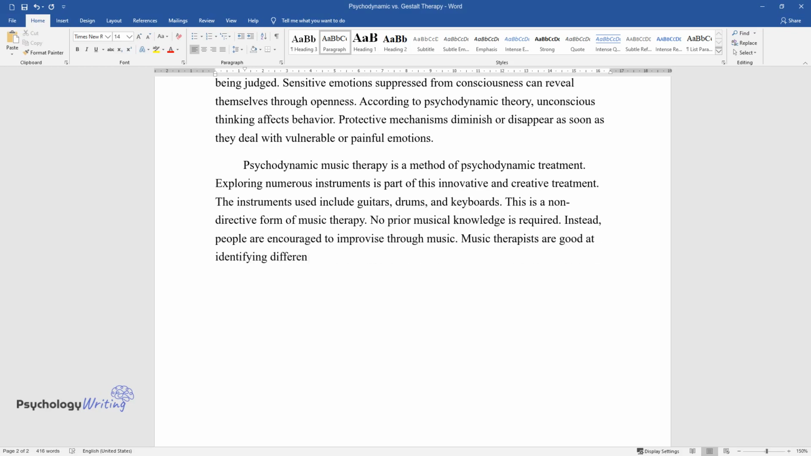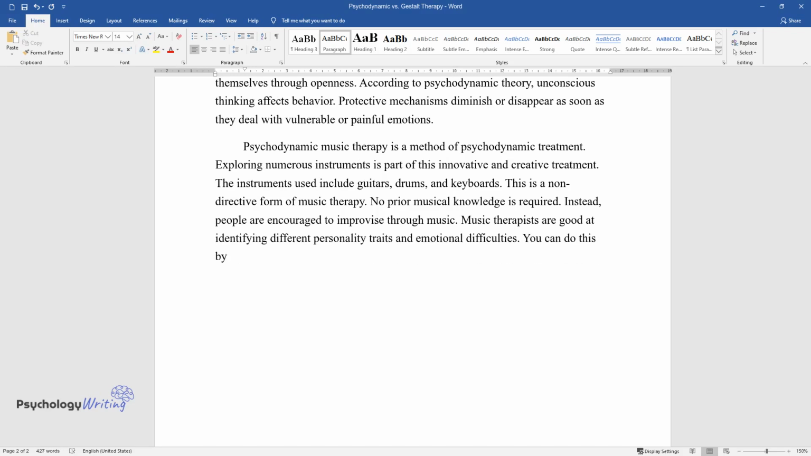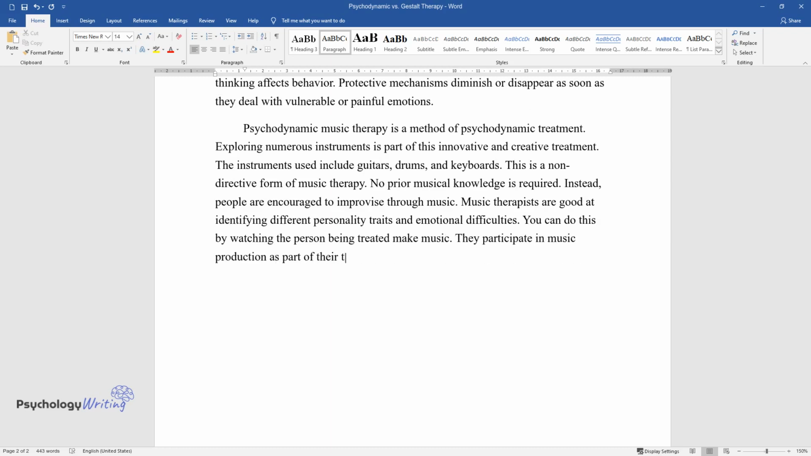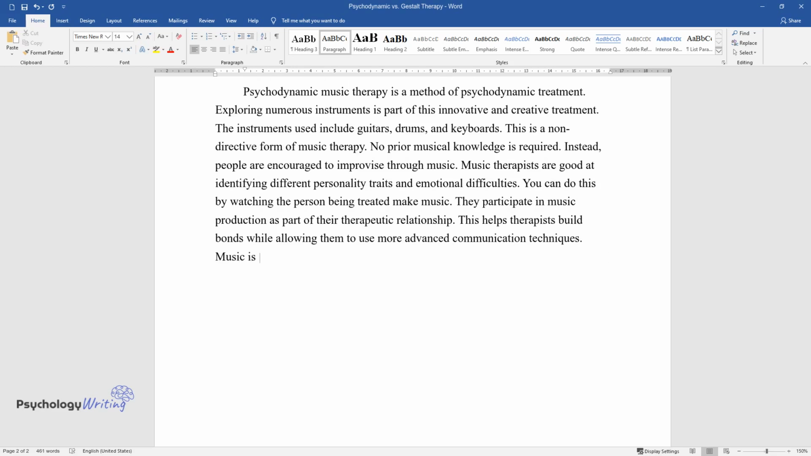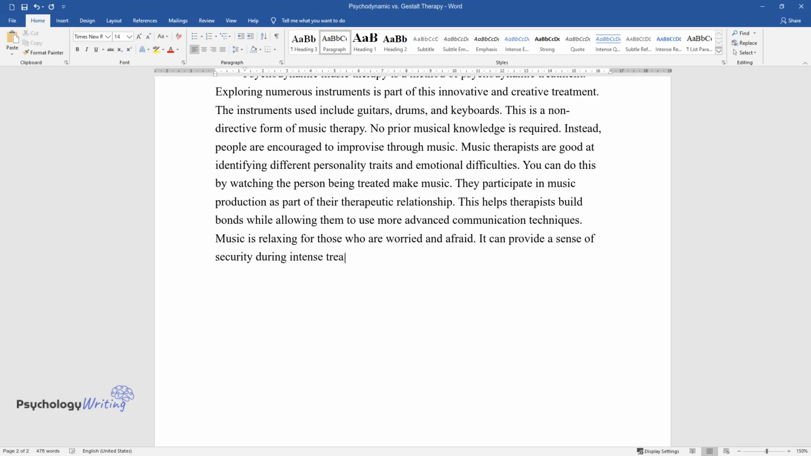Music therapists are good at identifying different personality traits and emotional difficulties. They can do this by watching the person being treated make music. They participate in music production as part of their therapeutic relationship. This helps therapists build bonds while allowing them to use more advanced communication techniques. Music is relaxing for those who are worried and afraid. It can provide a sense of security during intense treatment sessions.